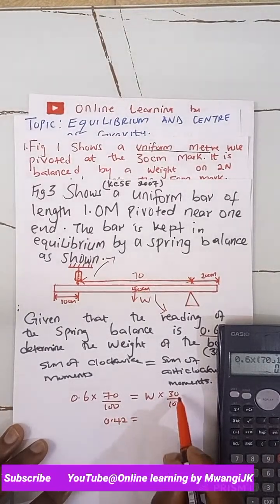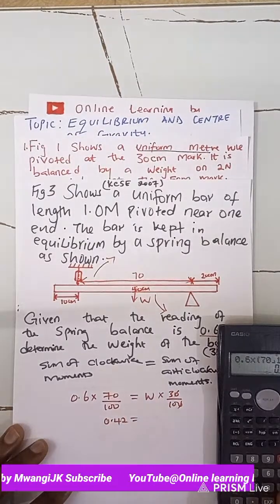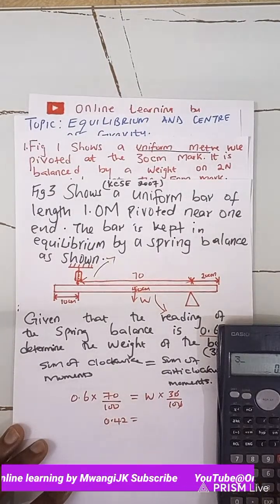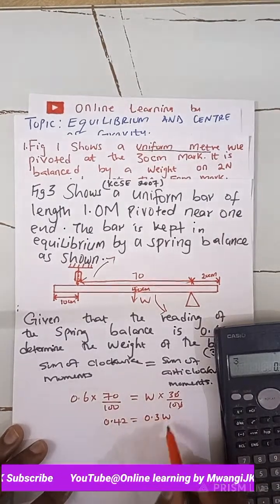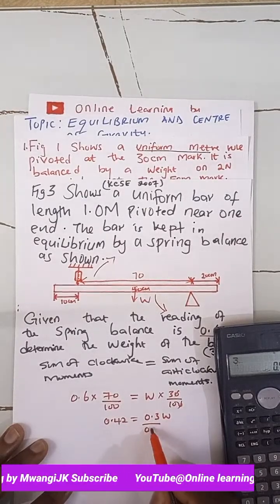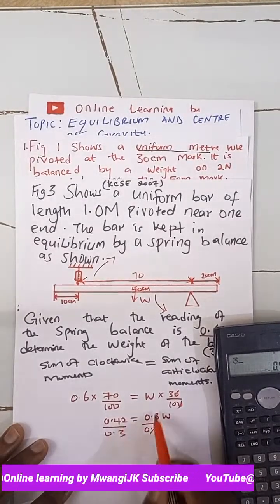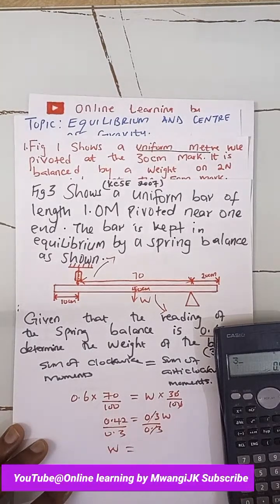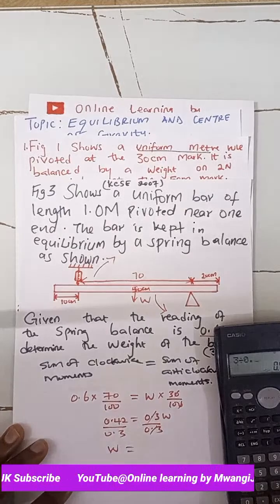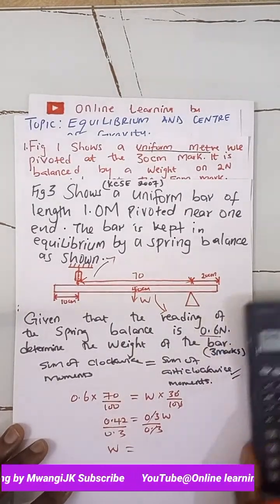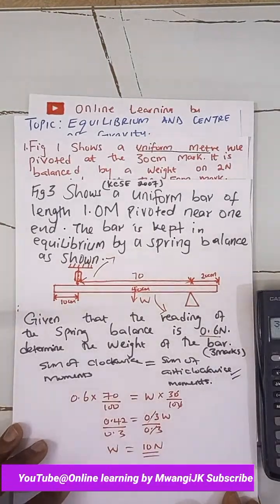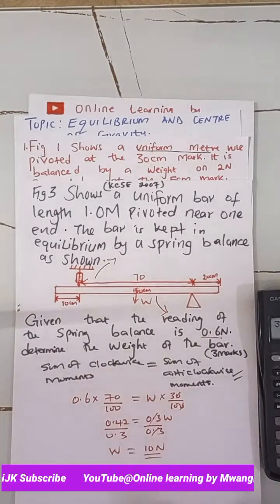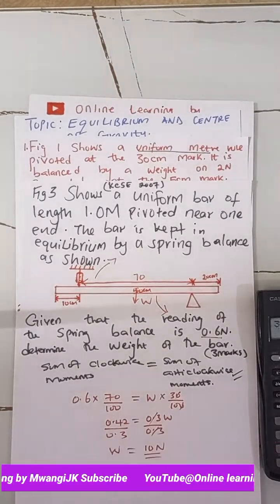This is equal to 0.3 W. So we divide by 0.3 on both sides, and we get that W is equal to 0.42 divided by 0.3, and we get the weight to be 10 Newton, and that now will be the weight of the bar. So that marks the end of the calculation.